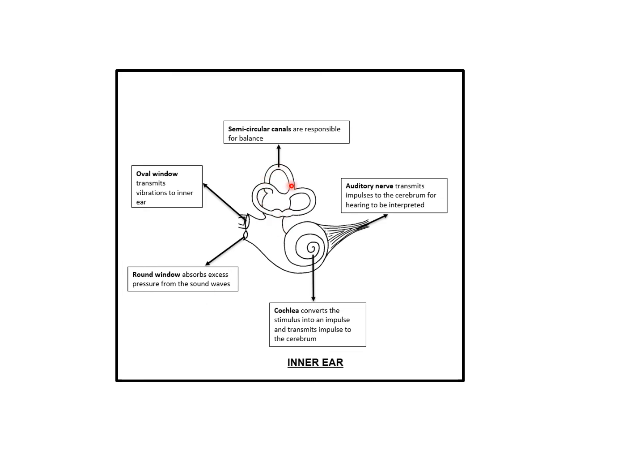Right. There's your semicircular canals. Your semicircular canals are responsible for balance. There's your cochlea, which converts the stimulus into an impulse and transmits the impulse to the cerebrum to interpret hearing. The auditory nerve transmits the impulse to the cerebrum for hearing to be interpreted. So, this is now the inner ear. This will help us with our question on the ear.